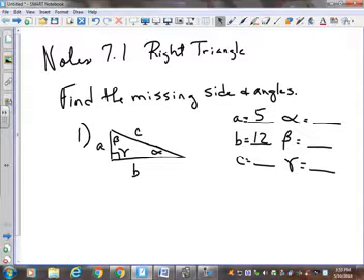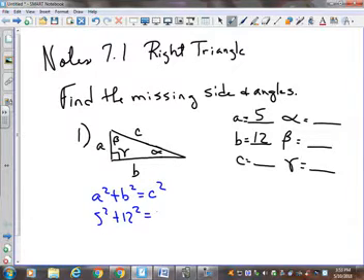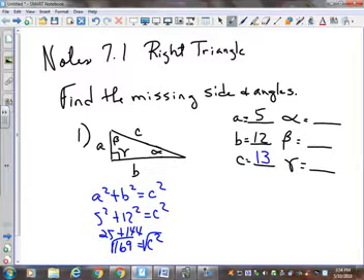So when I look at my list of the information over here, I see I'm only missing one side. So when you're missing one side, you can use Pythagorean theorem to find the one side that's missing. So 5 squared plus 12 squared equals C squared. 25 plus 144 is 169. The square root of 169 is 13. So now I know that this side is 13.